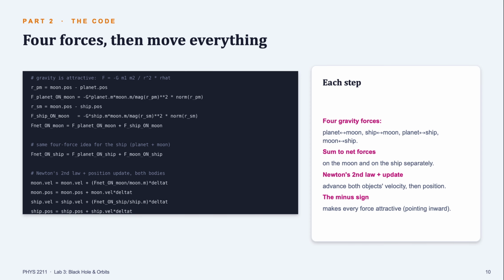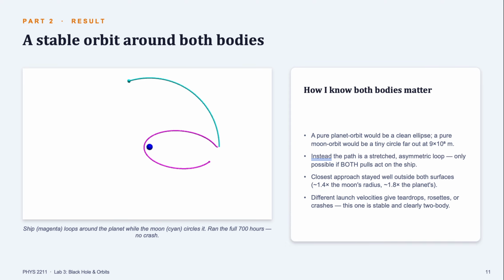Each step I compute four gravity forces: planet on moon, ship on moon, planet on ship, moon on ship. I sum them to the net force. Then I apply Newton's second law and the position update to move both. The minus sign makes each force attractive. Here's the orbit. Magenta is the ship's loop that circles the planet, no crash.